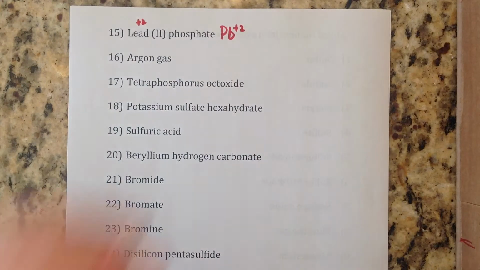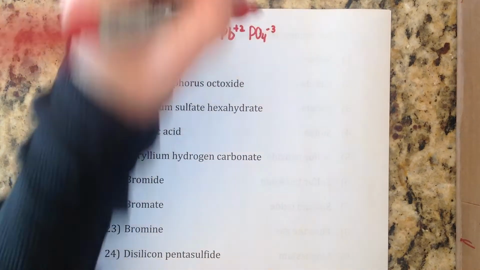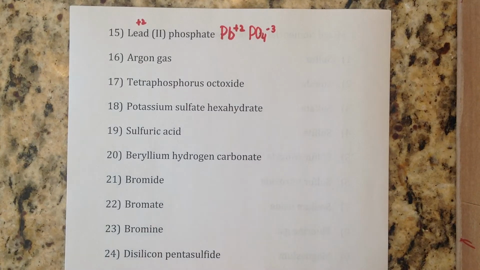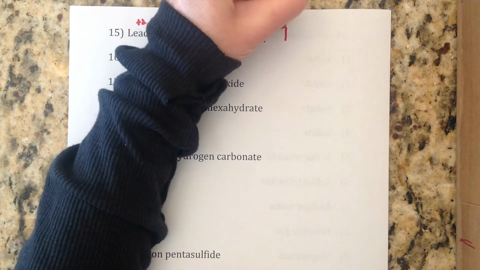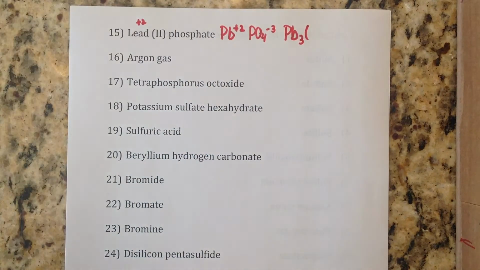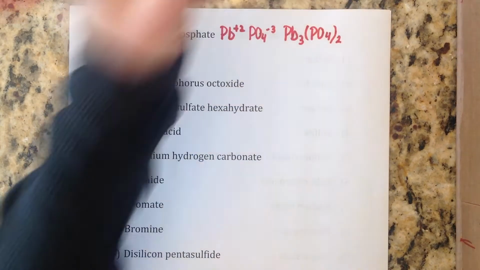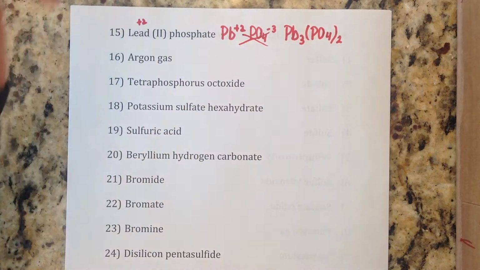+2. We know that phosphate is PO4 -3. We're going to crisscross. We're going to protect that polyatomic ion with parentheses. So it's going to be Pb3(PO4)2. So again, crisscross. How do we know to crisscross? Simply because it was ionic.